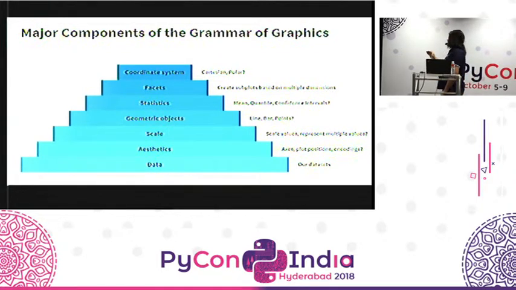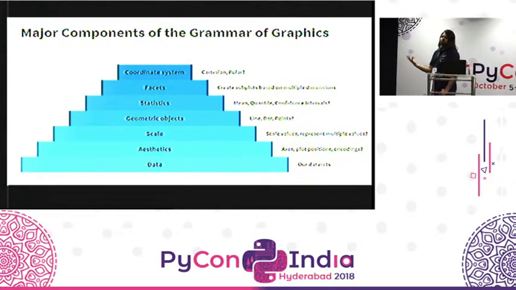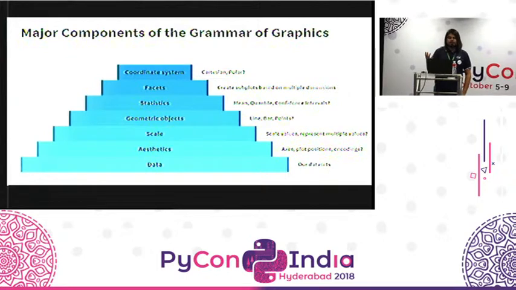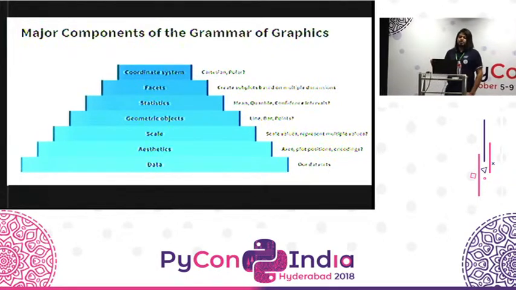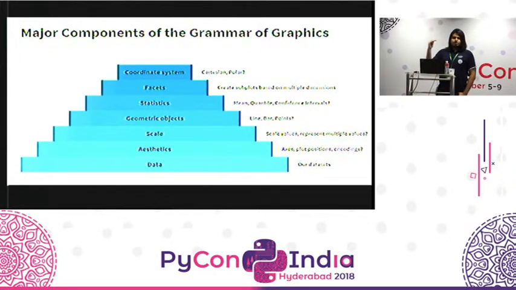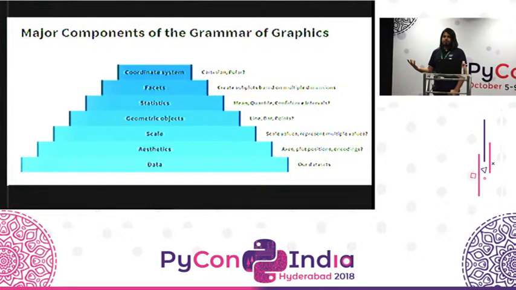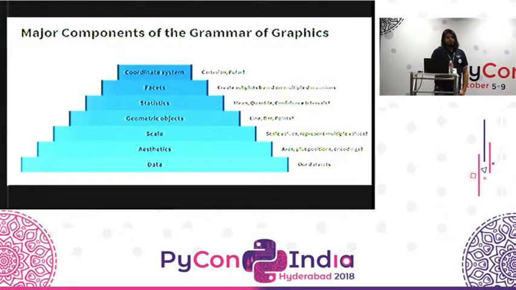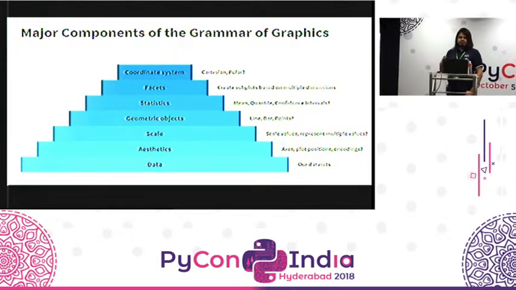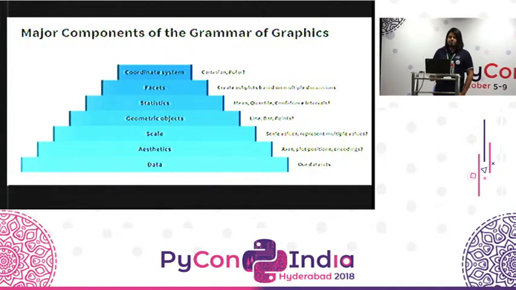Then comes the scale. Do we really need to scale the values? Do we really need to bin some specific values? Aspects like that. Then comes the geometric objects on top of that. How will we really represent the visual? Is it going to be a point plot, like a scatter plot? Is it going to be a line chart, a bar chart, or a histogram? Aspects like that, that's your geometric objects.